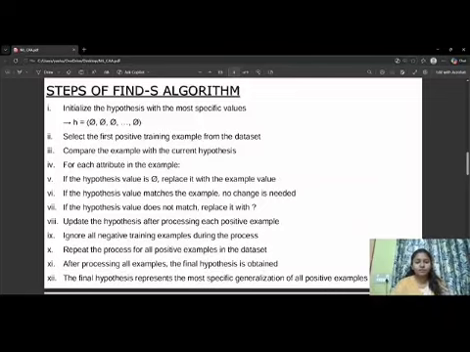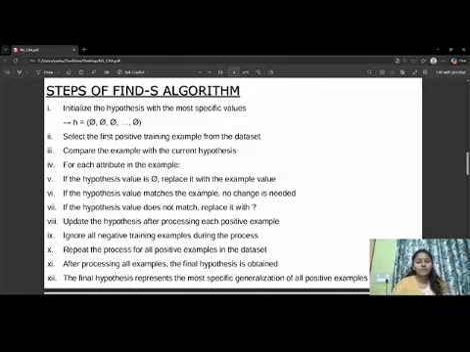Initialize the hypothesis with the most specific values. First we have to initialize, and then we select only the first positive example from the data set, and next we compare it with the current hypothesis. We do the comparison for each attribute value in the example, for each variable that we have taken from the data set. If the hypothesis value is phi, replace it with the example value. If the hypothesis value matches the example, there is no need to change. If the hypothesis value doesn't match, replace it with a question mark.